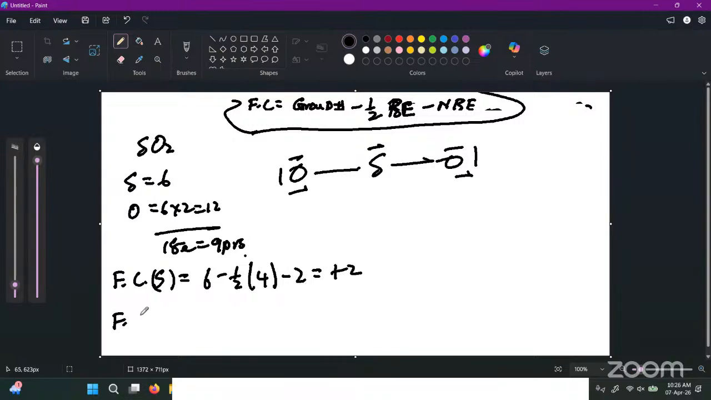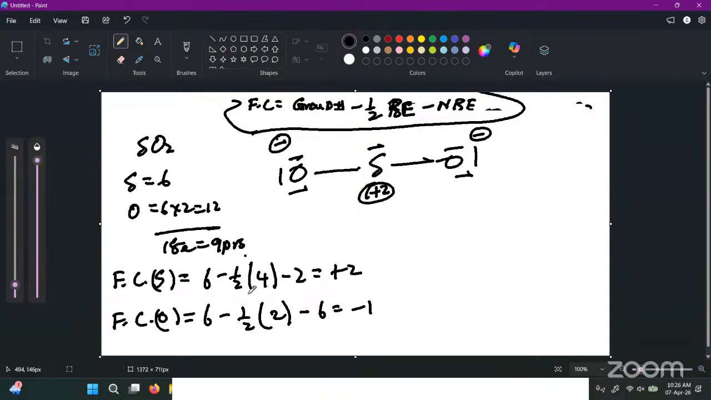Okay, and then we do the same thing for the oxygen. So first, in this case, that's 6 as well. 6 minus half the number of bonding electrons, which is 2, minus 6, which will be the number of non-bonding. So that'll give you minus 1. So the sulfur will have a plus 2 charge, and each oxygen will have a minus 1 charge.